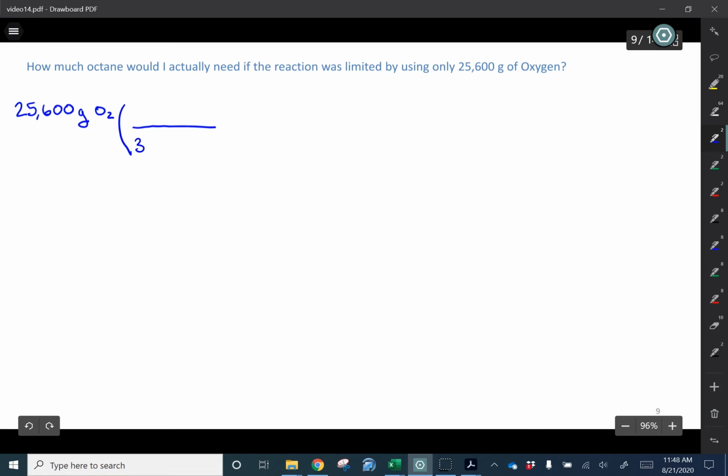So this starts out the exact same way that we did earlier, 32 grams of O2 per 1 mole of O2. We know that we burn 25 moles of O2 for every 2 moles of octane that we burn. And we have a molar mass of 114.26 grams per 1 mole of octane.